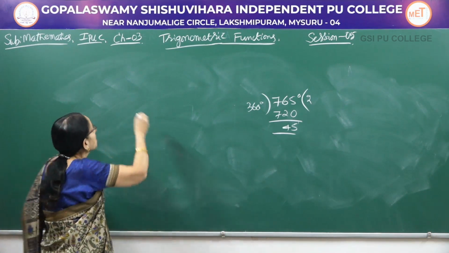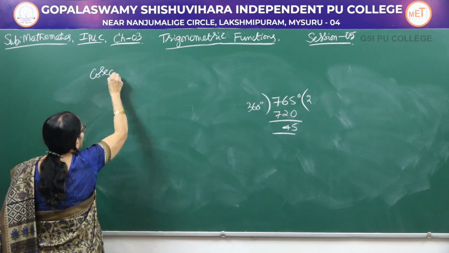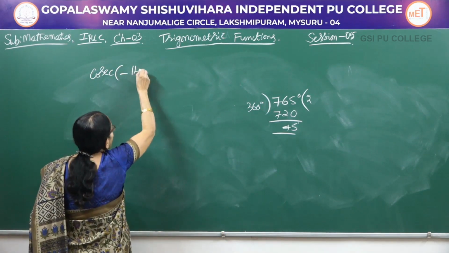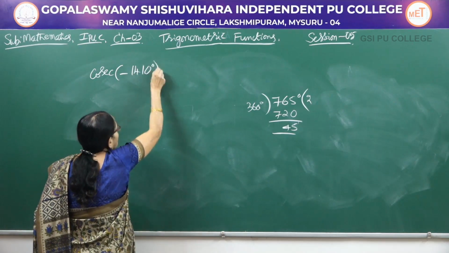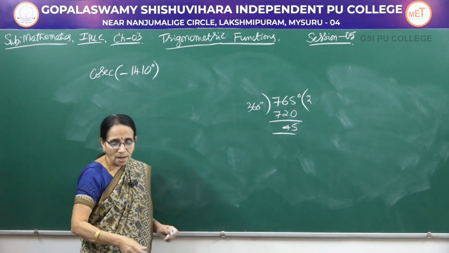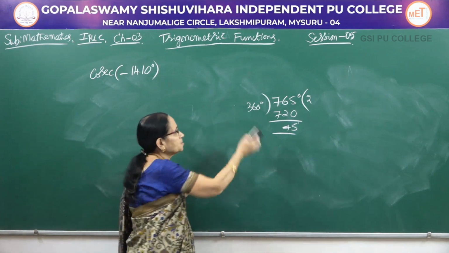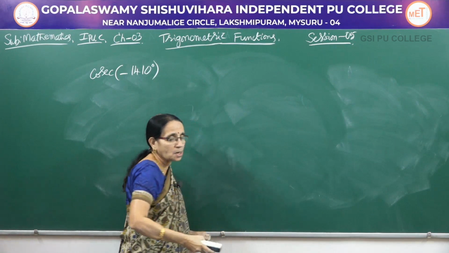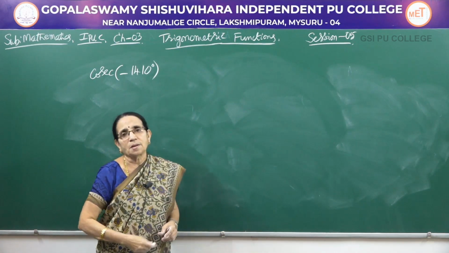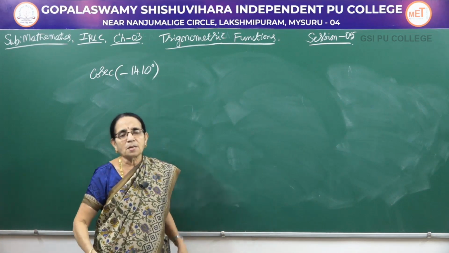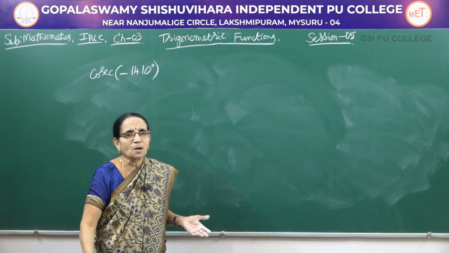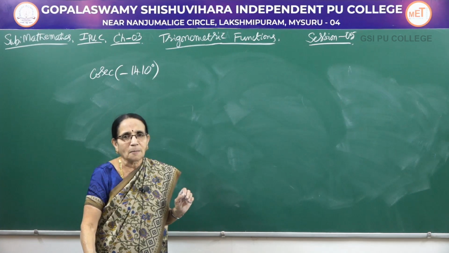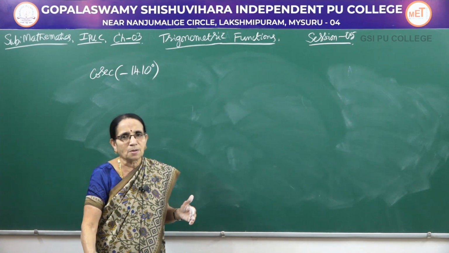Now, let me move on to next problem. Cosecant of minus of 1410 degrees. See, again in the previous session I had given the values of trigonometric ratios of minus theta. What is sine of minus theta? What is cos of minus theta? What is tan of minus theta? Sine of minus theta is minus sine theta. The same thing holds good for cosecant also.